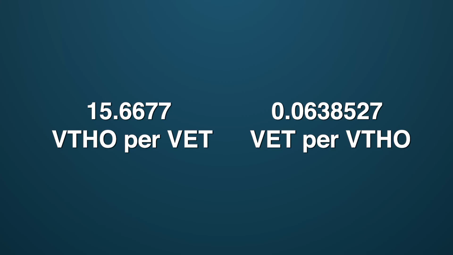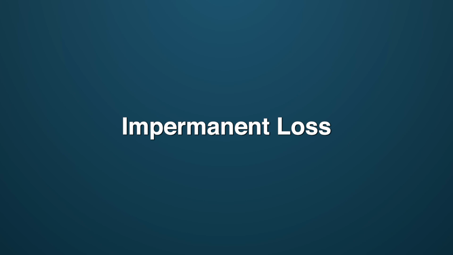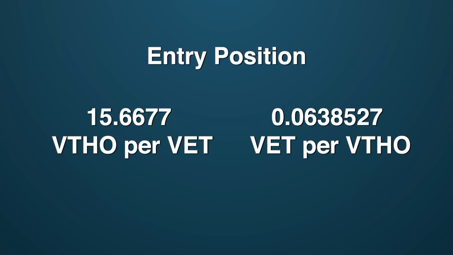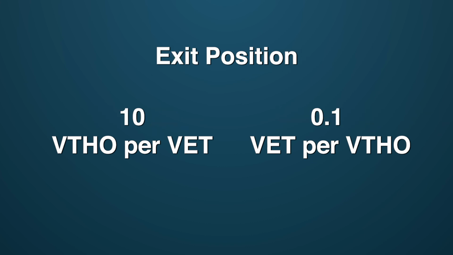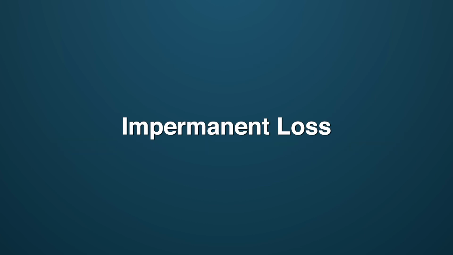The pair ratio is a helpful tool to help you minimize impermanent loss. Impermanent loss happens if a pair ratio changes between your entry position and your exit position in a pool. It's a good idea to keep track of your entry and exit ratio positions, as well as read more about impermanent loss before staking liquidity.